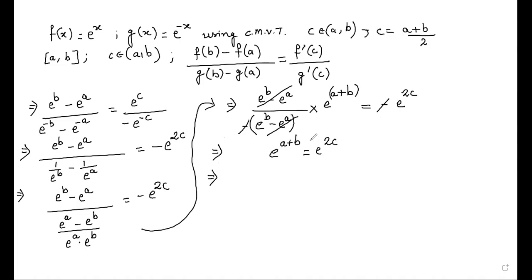So what will we write? Base same, exponent equal. So equating the exponents, A plus B equals twice C, or else we can write it as C equals A plus B by 2, right? So it becomes the arithmetic mean between A and B. In this way, the value of C, as we are required to prove, is A plus B by 2.